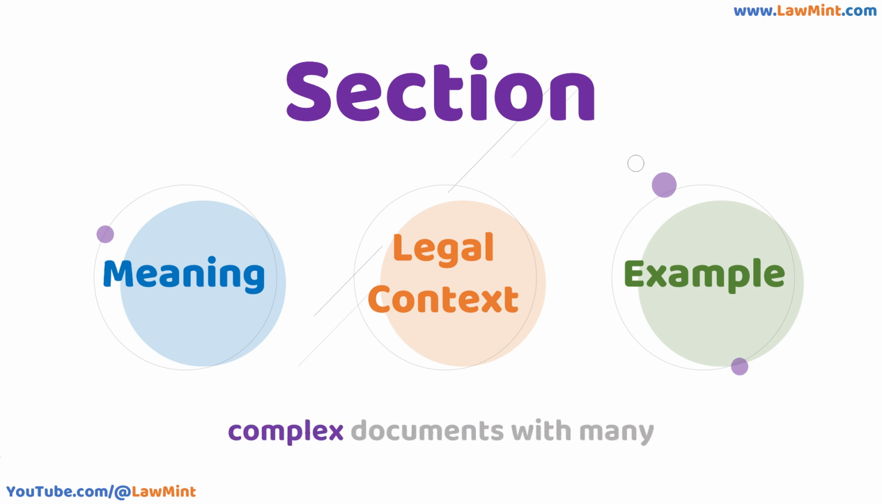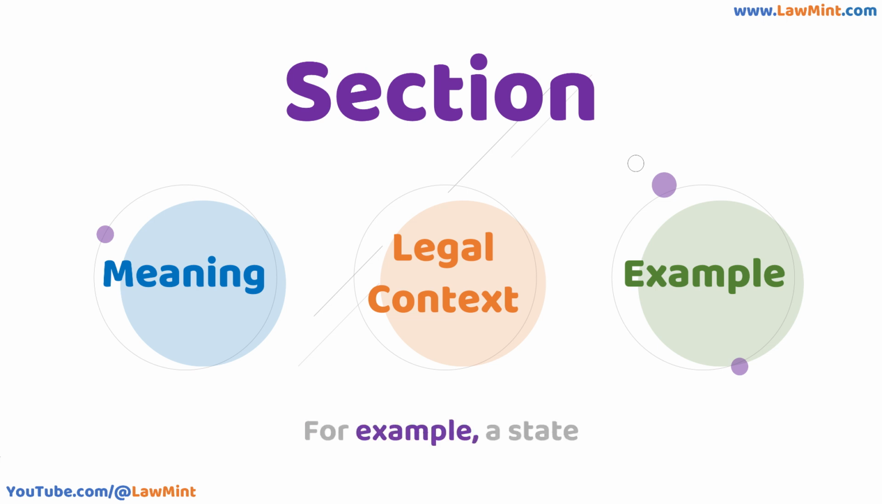Laws and contracts are complex documents with many rules. Organizing them into numbered sections allows lawyers to navigate the text efficiently. Every section typically focuses on one specific legal concept. When arguing a case, professionals pinpoint a rule by citing its exact section number. This prevents confusion and ensures accurate interpretation. Sections can be further broken down into subsections for greater precision.